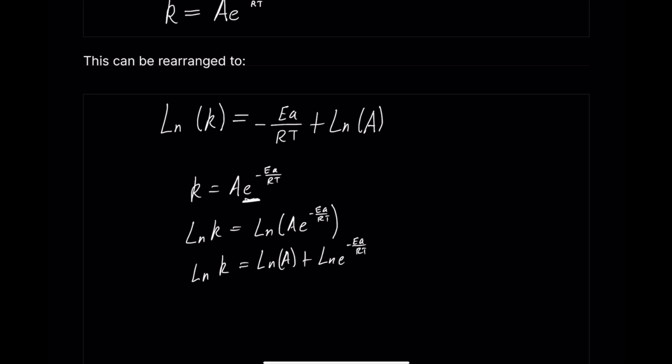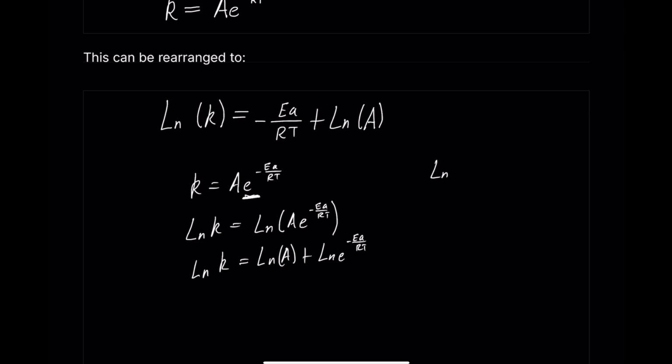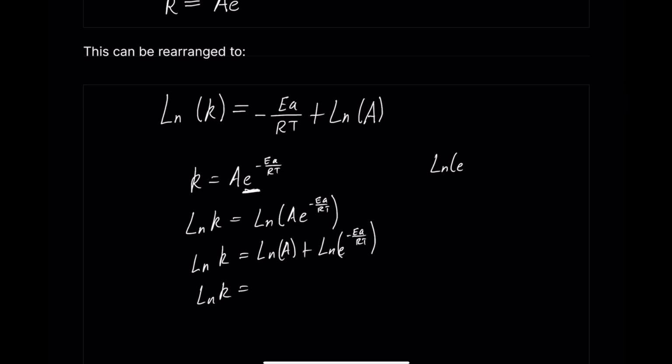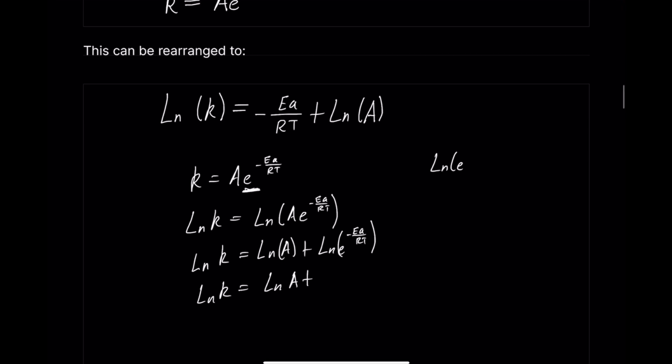Now in maths, ln e, if you actually type it into a calculator, is just 1. So ln e, we can just cancel that out. ln k now is equal to ln A, and it's equal to 1, and your power just drops down to the base. So now it's no longer ln e to the power of minus Ea over RT. It's just minus Ea over RT.